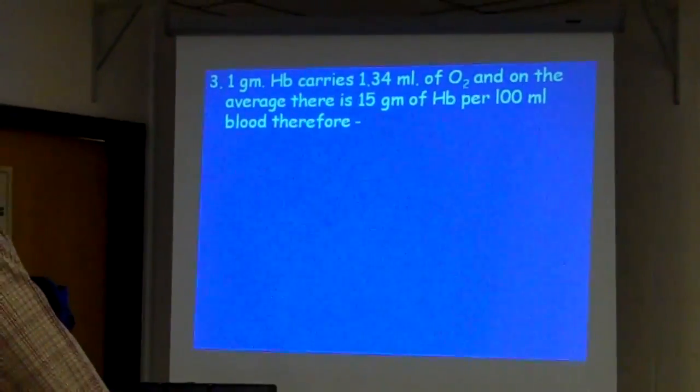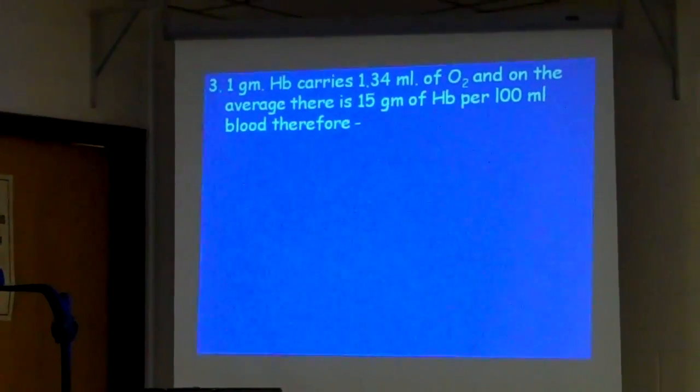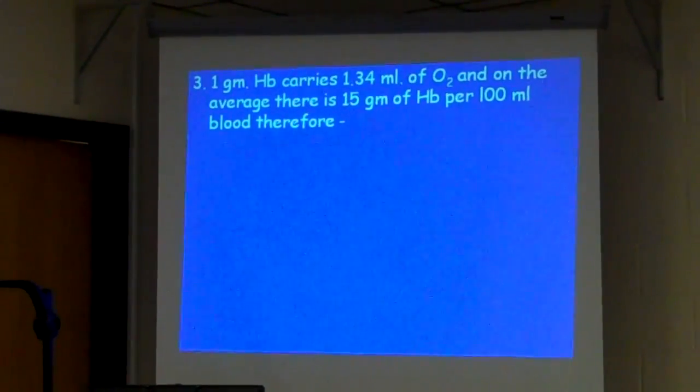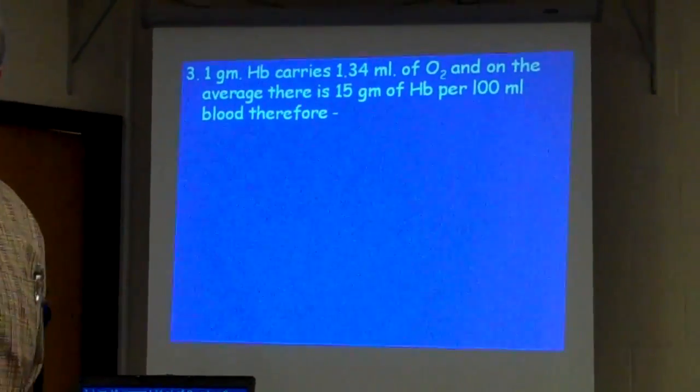Just remember that 1 gram of hemoglobin carries 1.34 mLs of O2. And on the average, there's 15 grams of hemoglobin per 100 mLs of blood. So your grams of hemoglobin, if you're low, and the question you were asking me had something to do with the amount of hemoglobin.